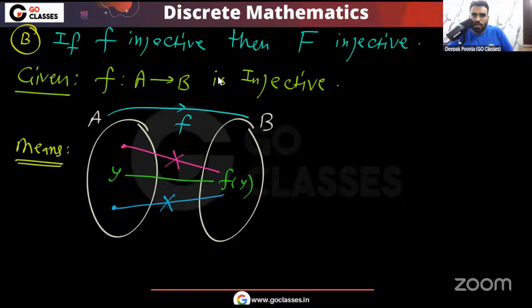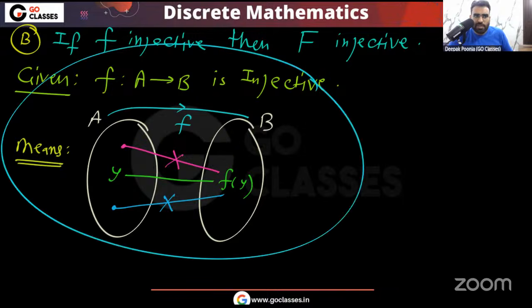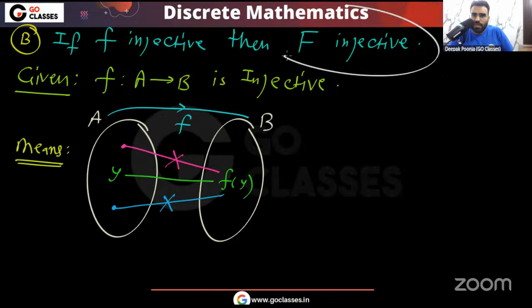Now let's see, if small f is injective, then what can I say about capital F? I need to prove that capital F is injective. How to prove capital F is injective? For that, what I need to do is show that different elements will map to different elements. This is what I need to prove, correct?